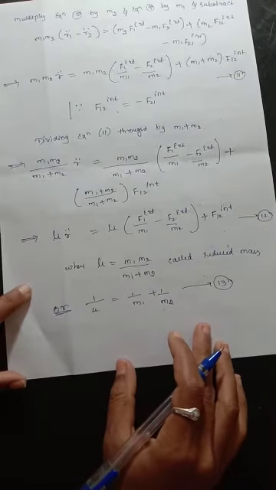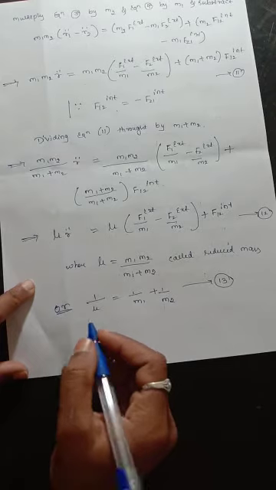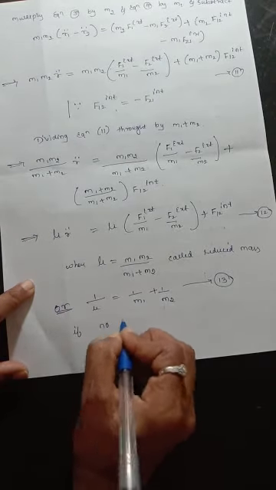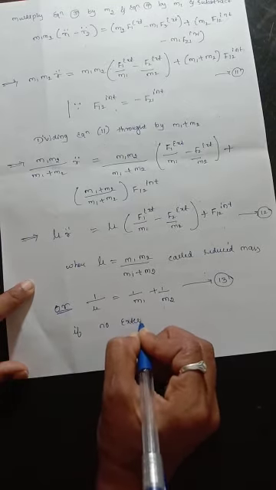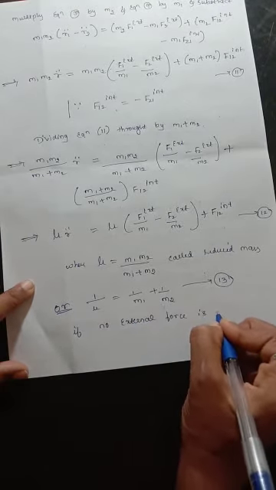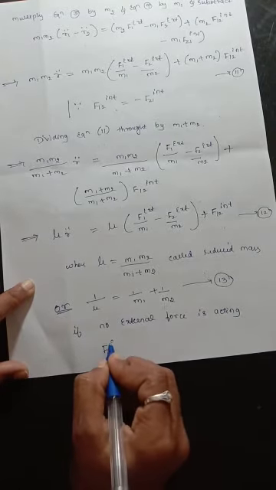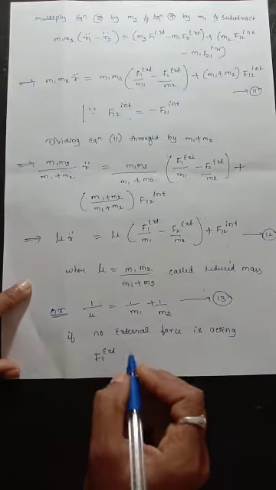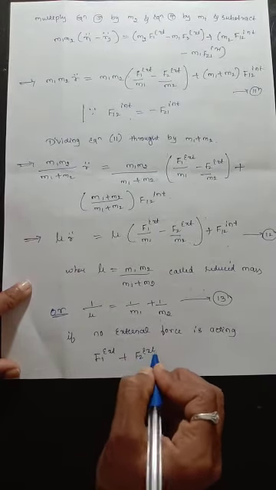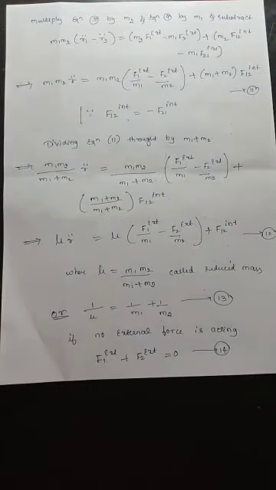Next, this is all for external forces acting. If no external force is acting, then F1 external plus F2 external equals 0. This is expression number 14. Okay.